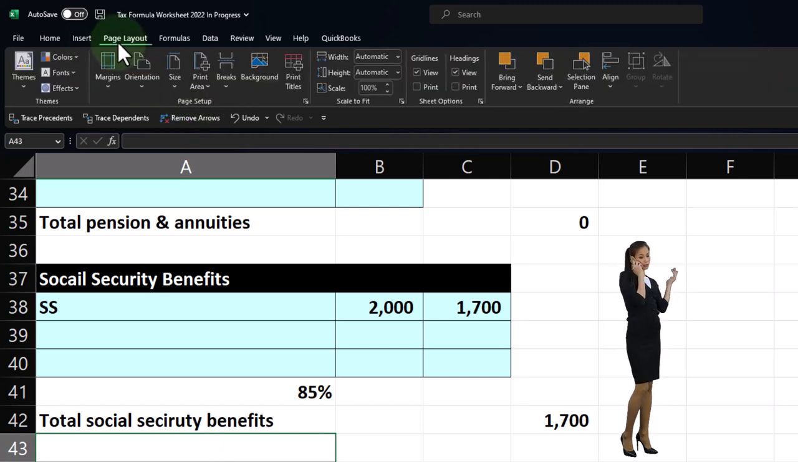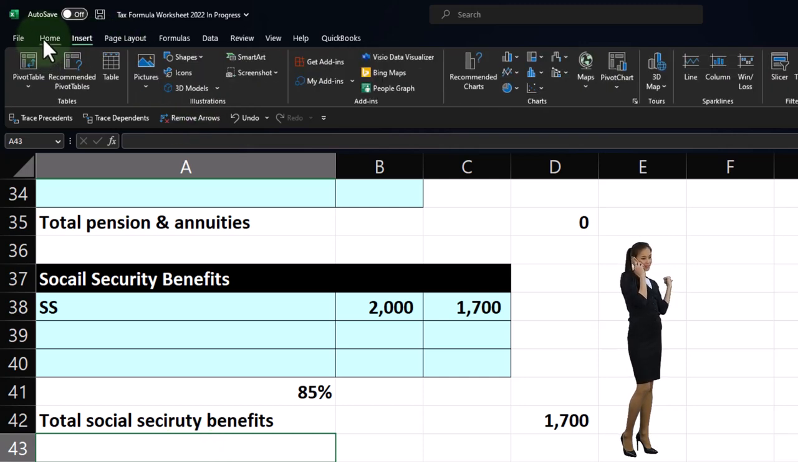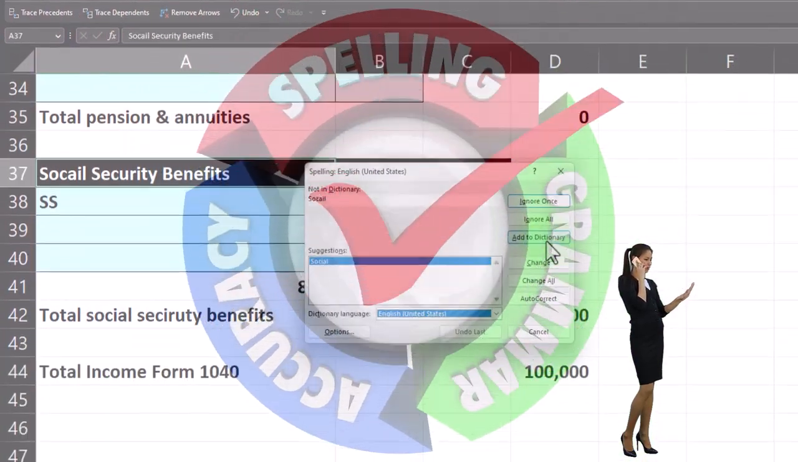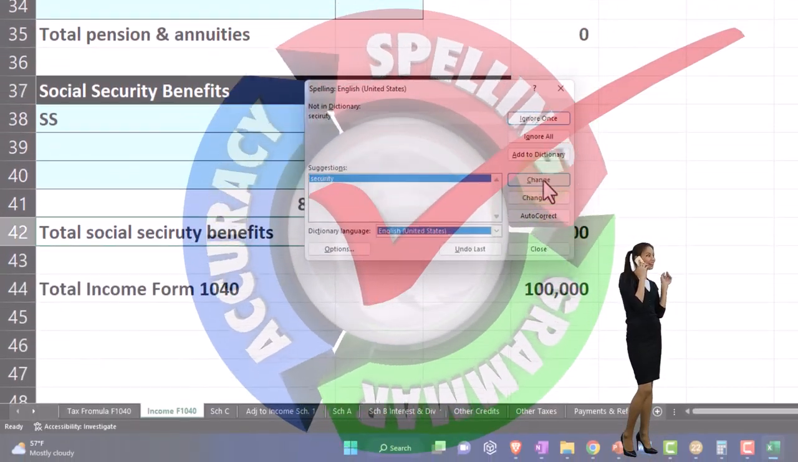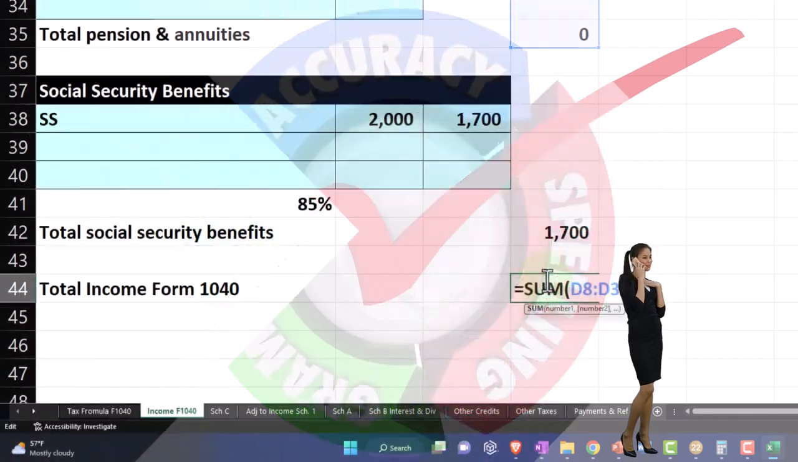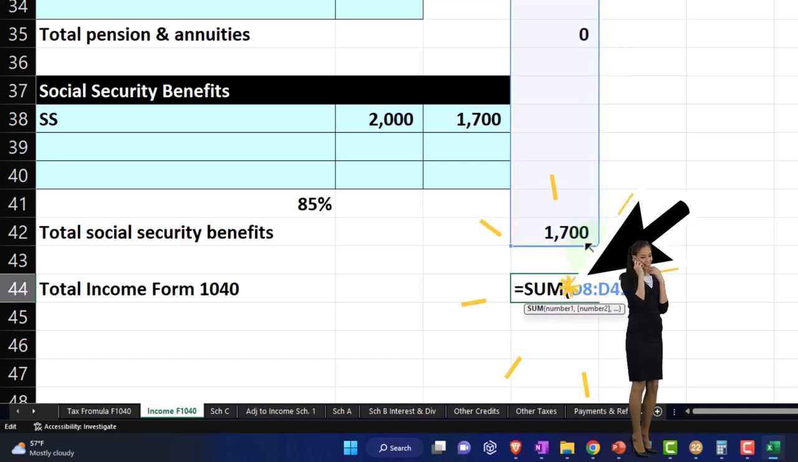Let's do the spell check. That can't be spelled right. If the spell check doesn't say something wrong, there's something wrong with the spell check. Social Security. Okay. So then that should be included down here. So I'm going to update that formula.